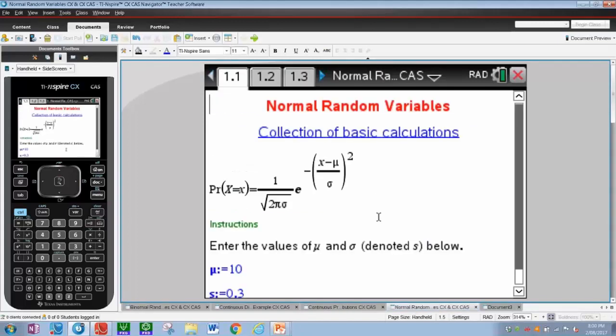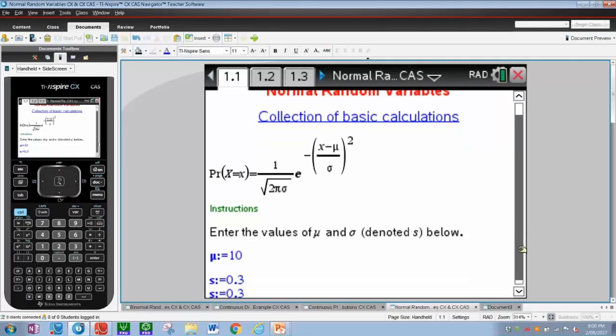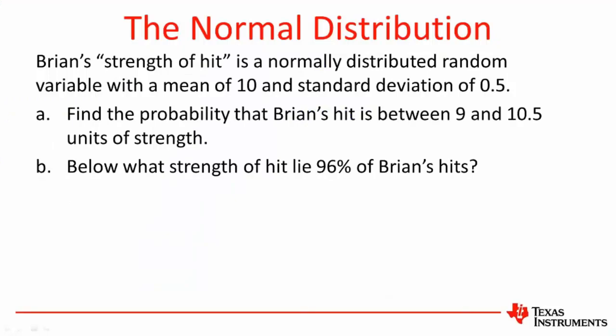So I'll quickly go to the normal one, and again, as you can see at the top, it's the same for the CX and CX CAS. So rather than go through that example over there, I'll quickly just again take you through a little tour of this particular notes page. Again, we've got the PDF of the normal sitting there in case the students forget that. And as with the binomial, all they have to do is enter the value of mu and sigma. So I think the example I had was a mu of 10 and a standard deviation of 0.5.